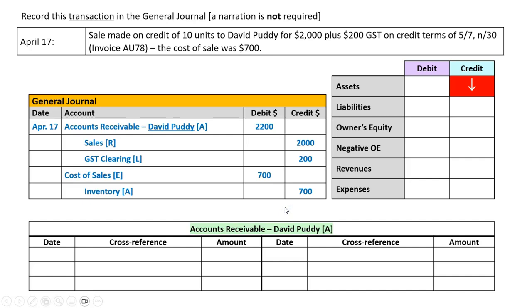What is new now is that, well, we first of all got to put it in our ledger. So we just put it in here, our account receivable ledger. We've got the date, double reference, sales / GST clearing for $2,200.